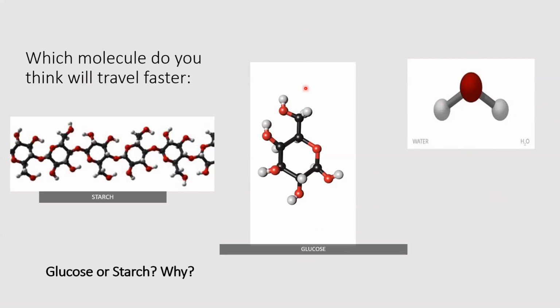Another example would be, would it be easier for glucose to get across a cell membrane or starch? Remember, glucose is a monomer or a monosaccharide of a carbohydrate, and starch is a polymer. It's essentially a bunch of alpha glucose molecules combined together. So once again, obviously it'll be easier for glucose to pass the cell membrane because it's a lot smaller than starch.